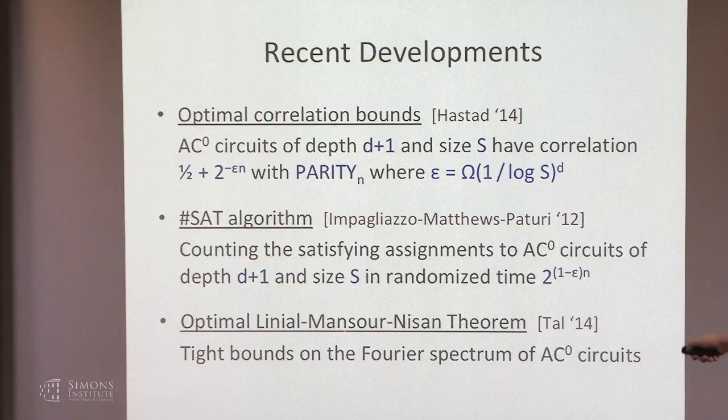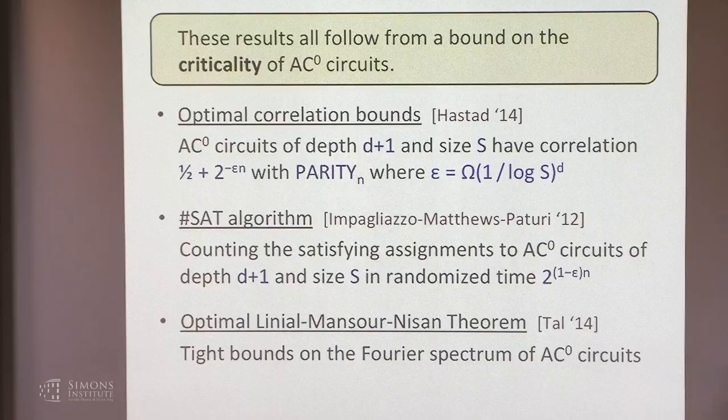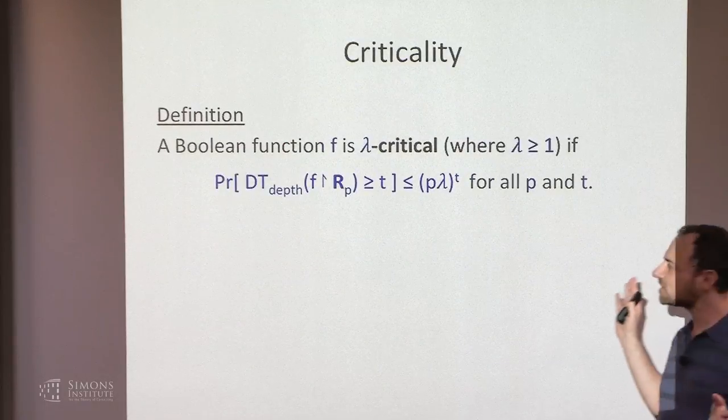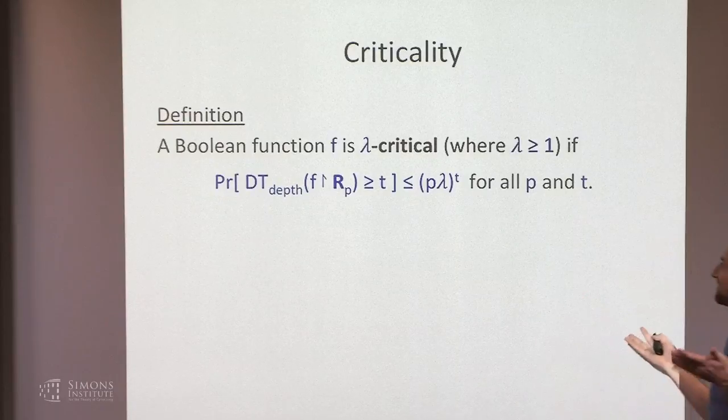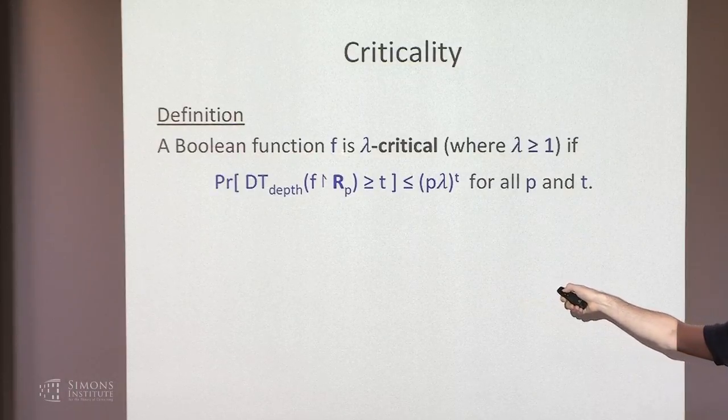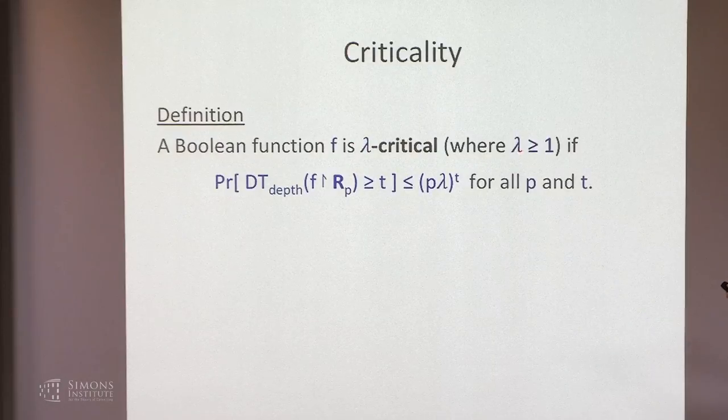So we have these recent related developments. And what I want to point out is that all of these results actually follow from a bound on a parameter of Boolean functions, which I'll call criticality. I'm going to give a definition here, which is very, very natural. I don't know if it deserves a name, and I'm not sure that it's been given a name before. So we'll say that a Boolean function f is lambda critical for some real lambda at least one.